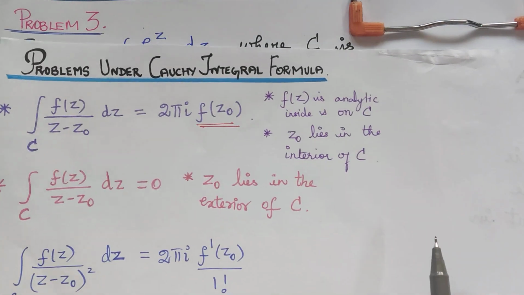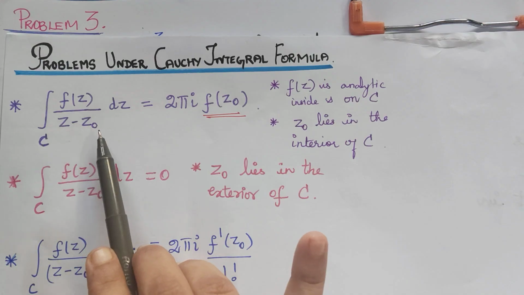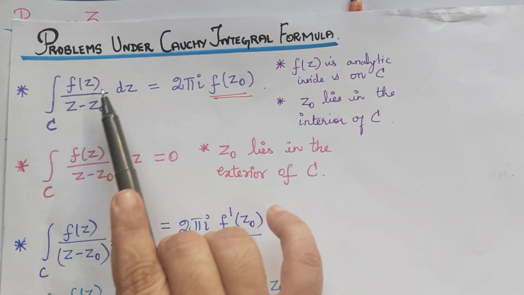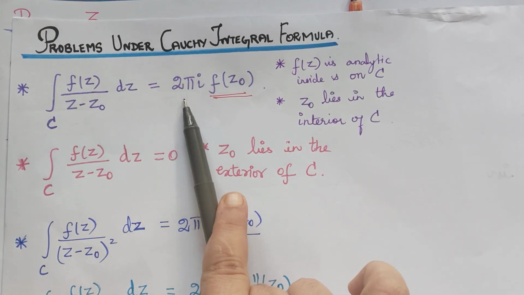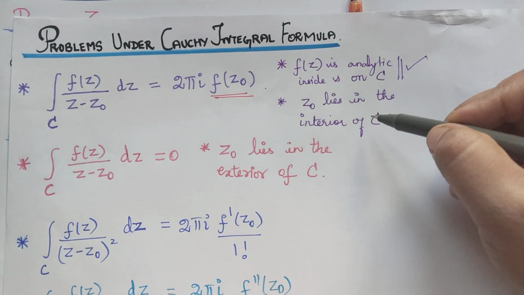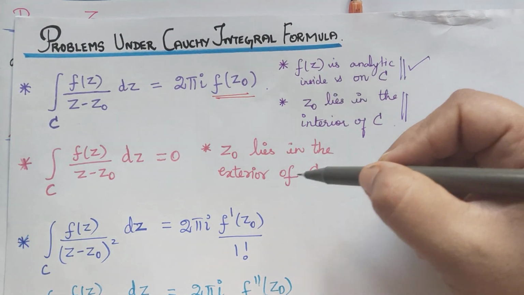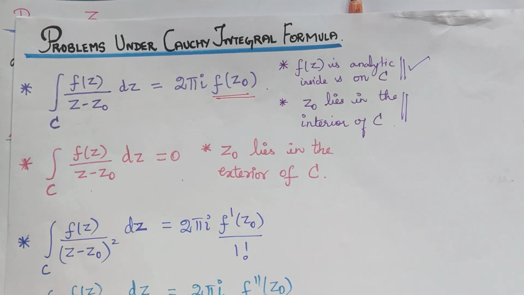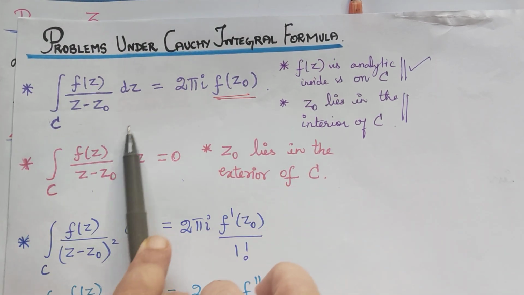Now, in order to apply the Cauchy integral formula, we first have to rewrite this given integral in the form integral over C of f(z) by (z - z0) dz, so that we can apply this formula. And also, we have to prove that f(z) is analytic inside and on C, and check whether z0 lies in the interior of C. If z0 lies outside C, that is, in the exterior of C, then the integral will turn out to be 0 by Cauchy's theorem.